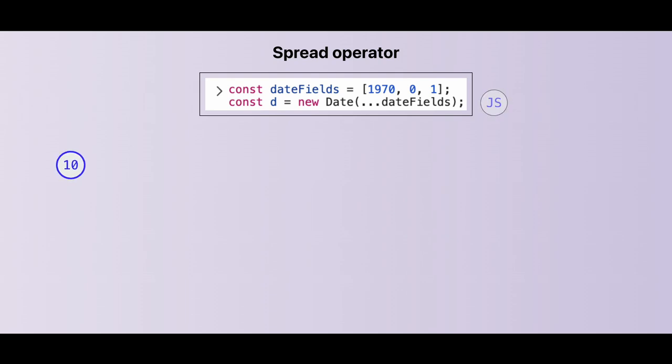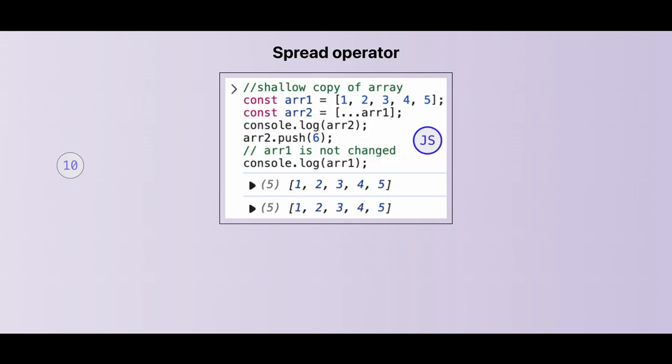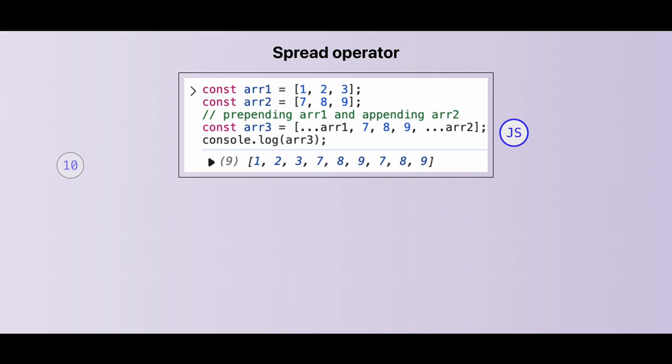In which other scenarios is the spread operator used? It is used to create a shallow copy of an array. Modifying the copy does not modify the original. It is used for prepending or appending one array into another array. Here, arr1 is prepended and arr2 is appended to new array arr3.